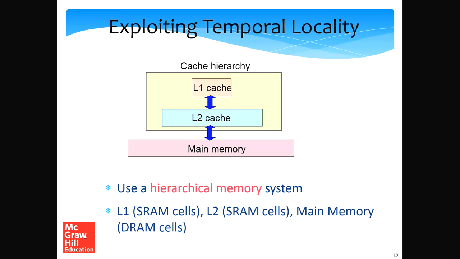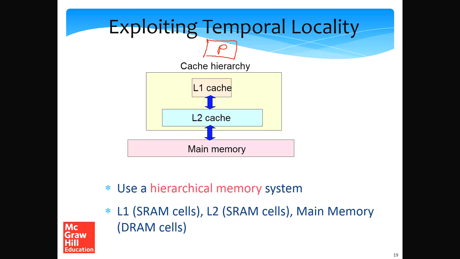So let us see how we can exploit temporal locality. The way we can exploit temporal locality is as follows: we can have a hierarchy of memories where main memory is the last level. So let me maybe put the processor over here to station it at the right point.